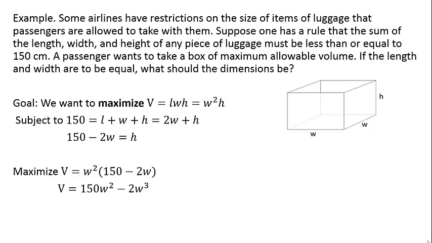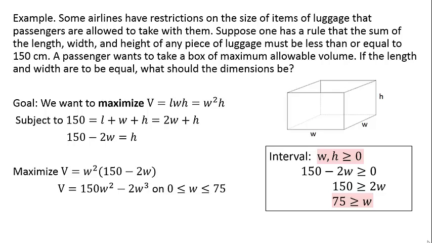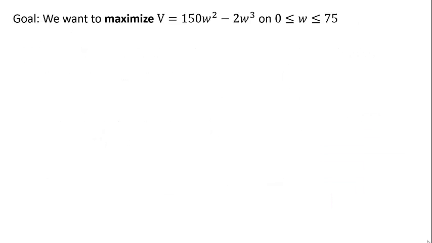Now that we have the function we hope to maximize, we need to consider an appropriate interval or domain on which our function makes sense. Since W and H both represent lengths of the sides of our box, we'll want W and H to both be greater than or equal to 0. Since H equals 150 minus 2W, then 150 minus 2W must be greater than or equal to 0, and we can solve for W. So W must be greater than or equal to 0 and less than or equal to 75. Hence our interval or domain for our equation is 0 to 75. The goal of our problem then is to maximize the function V equals 150W squared minus 2W cubed on the interval between 0 and 75.